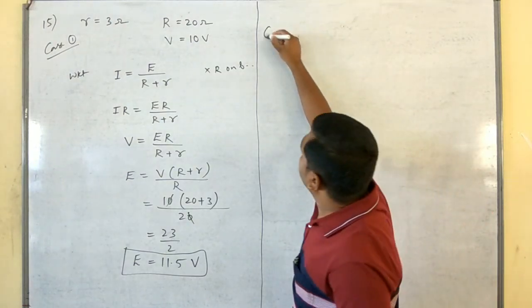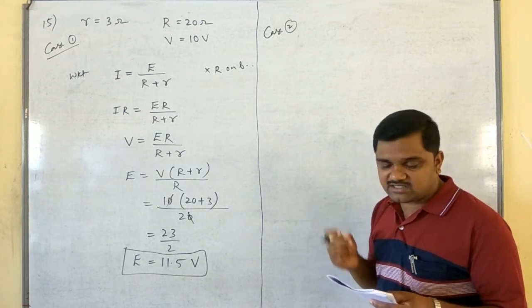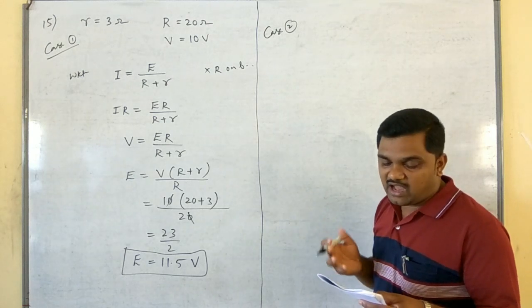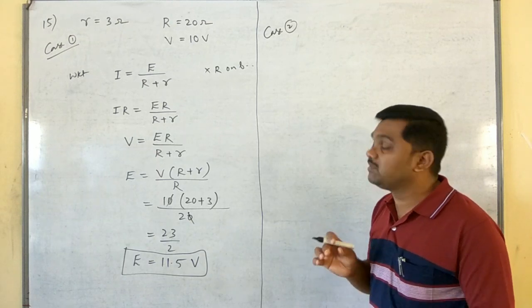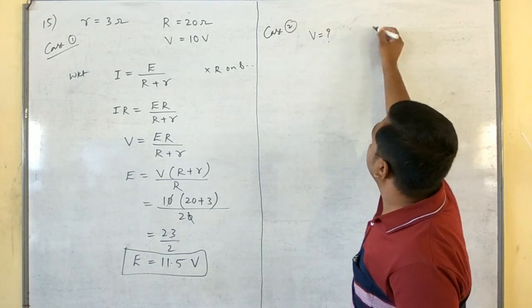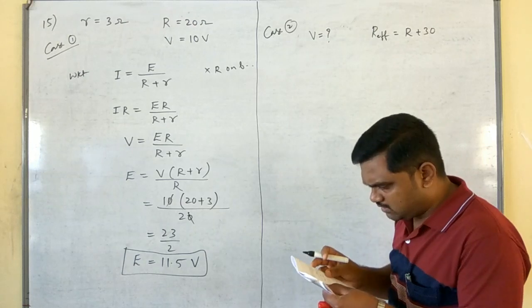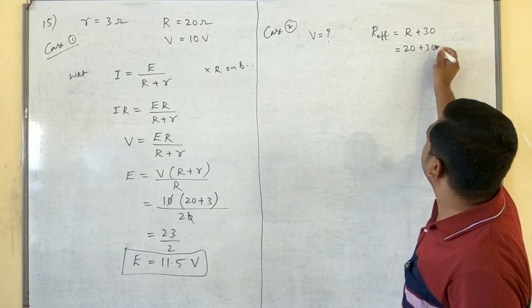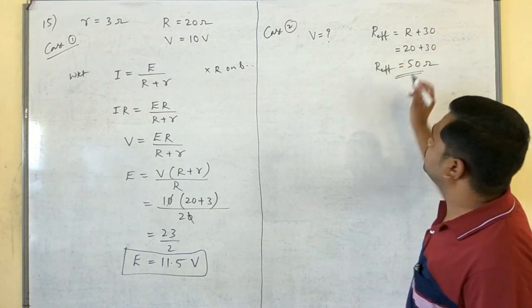Next, in case 2, what they are saying is, if another resistor of 30 ohm is connected in series with the first resistor and the battery is again connected to the combination, calculate the EMF and terminal PD. EMF we have found and we want to find out the terminal PD here. Here the R effective will become initial R plus 30 ohm, so it will be given by 20 plus 30, which is equal to 50 ohm. This is the R effective.